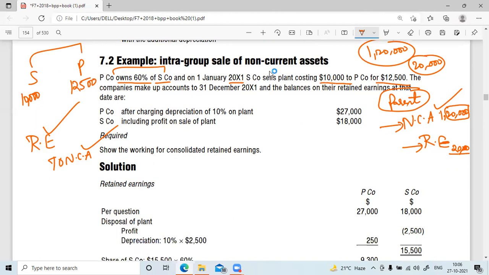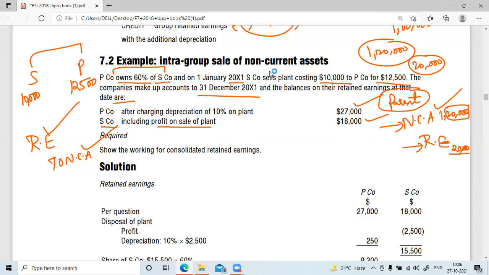Now, the companies make up accounts on 31st December and the balances on the retained earnings at that date are these. At the end of the year, the retained earnings balance in the books of the parent is 27,000 and in the books of the subsidiary is 18,000. And that includes the profit on sale of plant, correct or wrong? The subsidiary sold the plant and machinery to the parent and made a profit of 2,500. Is this realized or unrealized profit? Unrealized profit.